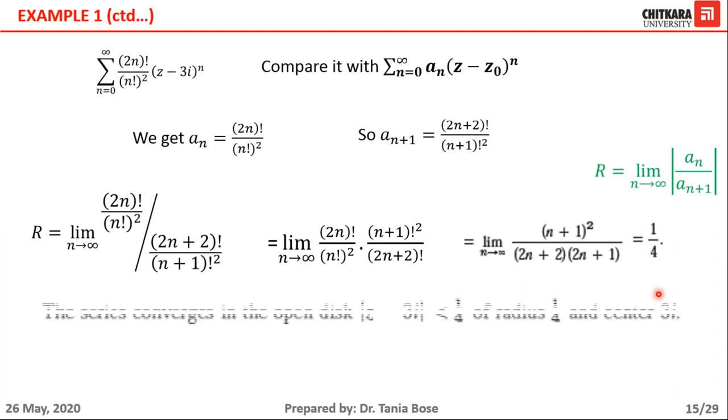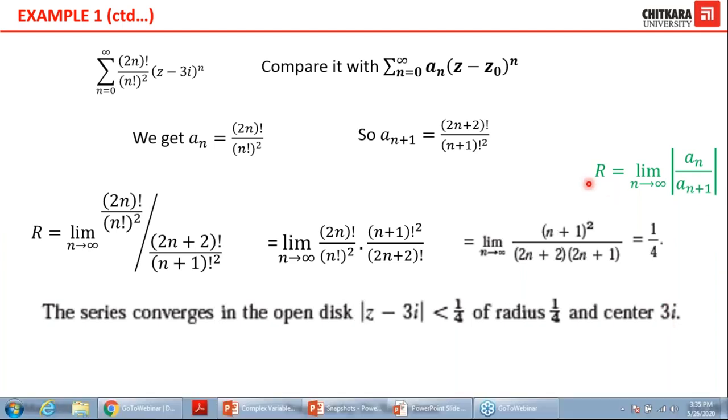So how do we write it now? We will say that the series converges in the open disk. If you remember my last slide, what was the convergence? The series was converging for mod z minus z naught less than r. R we have calculated, r is 1 by 4. Now what is z naught? Look at the given series. What is the center of the series given to us in the question? 3 iota. So we will say that the series converges for the disk mod z minus 3 iota less than 1 by 4. So the series has radius 1 by 4 and the center is 3 iota. Right? Any doubts in this question?